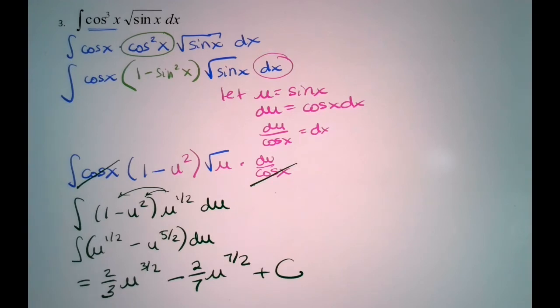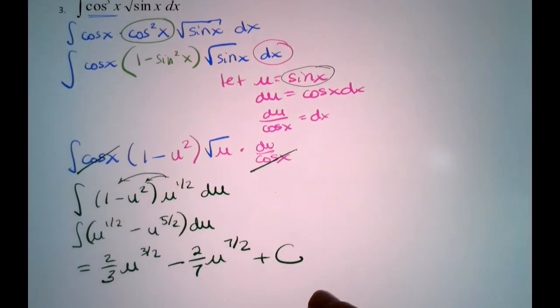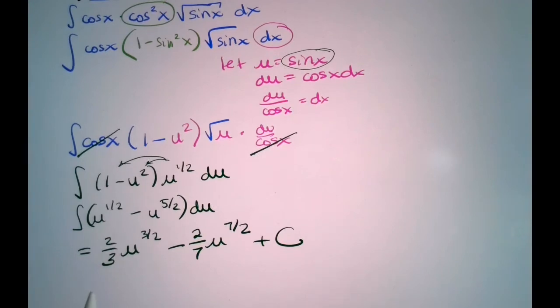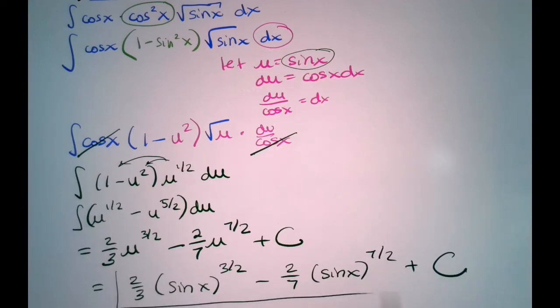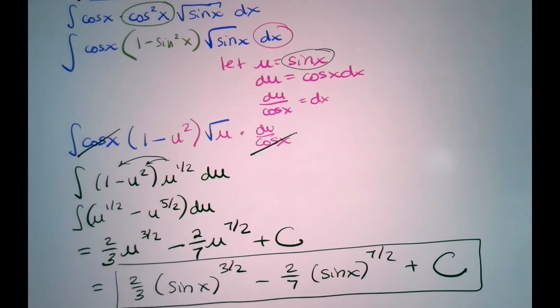That's your antiderivative, which you're certainly not done with because you have not switched back to the function of x. I'm going to remind myself that I let u be the sine, so I'm going to come in here and just rewrite that final statement. 2/3 sine of x to the 3/2 minus 2/7 sine of x to the 7/2 plus c. There is your antiderivative.